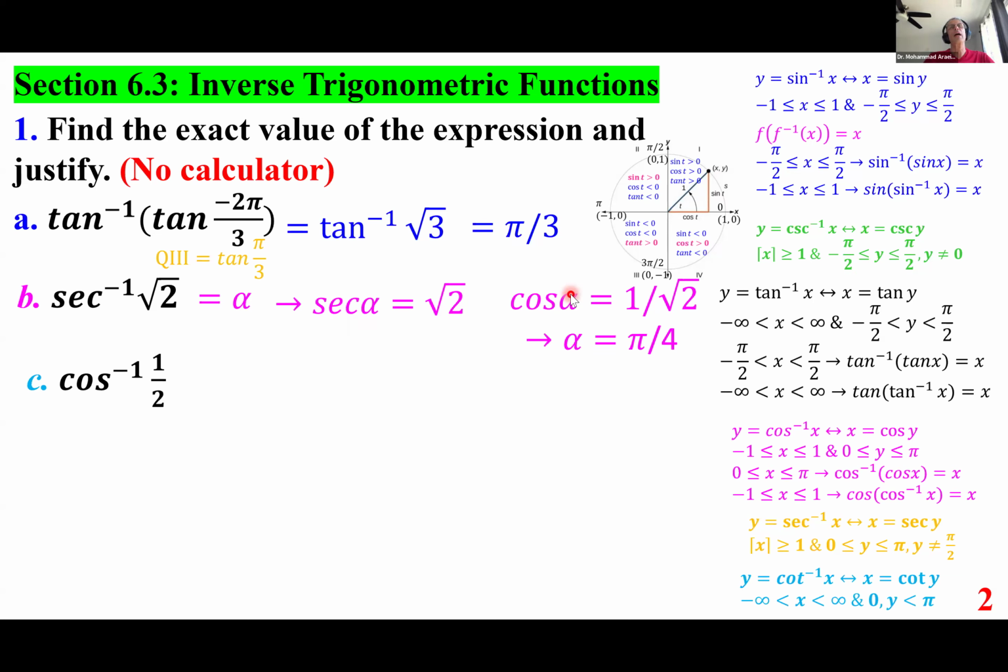Cosine inverse of 1/2. Same thing, we don't know what it's equal to. We set it equal to some variable, for example, theta. By definition, it becomes cosine theta equals 1/2. It's a common arc. Cosine theta equals 1/2, so theta must be pi over 3. Again, you should be very comfortable with all common arcs, everybody.